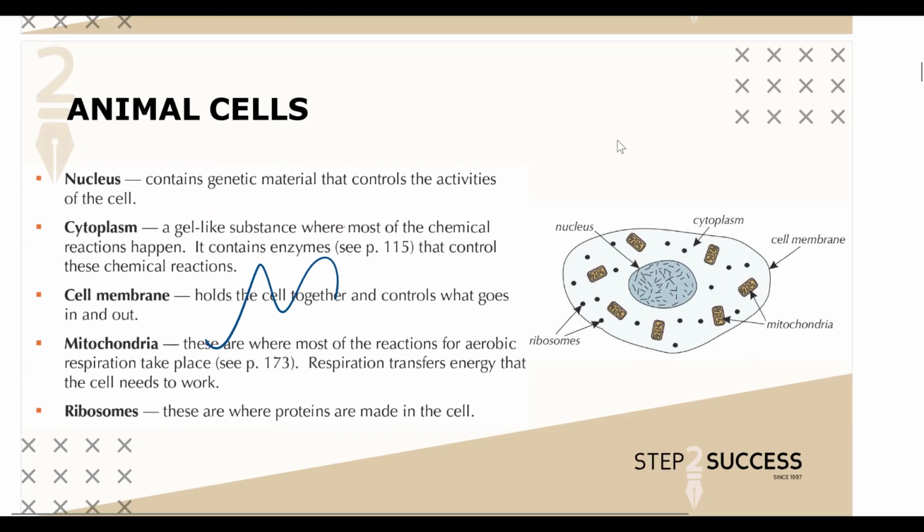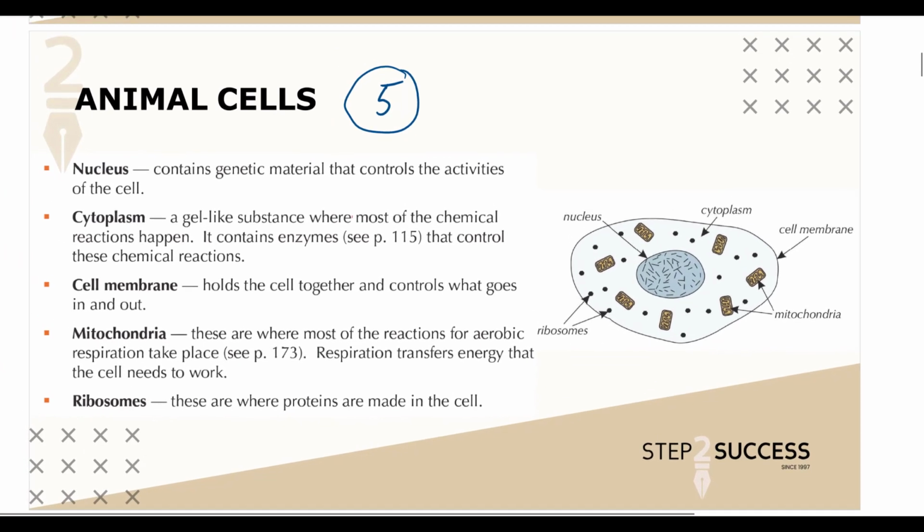So we will start with animal cells. Animal cells contain 5 parts that you need to be able to label on a diagram, and also know what each part does. So that's nicely outlined here on this particular slide for you. So we have the diagram on the right over here.